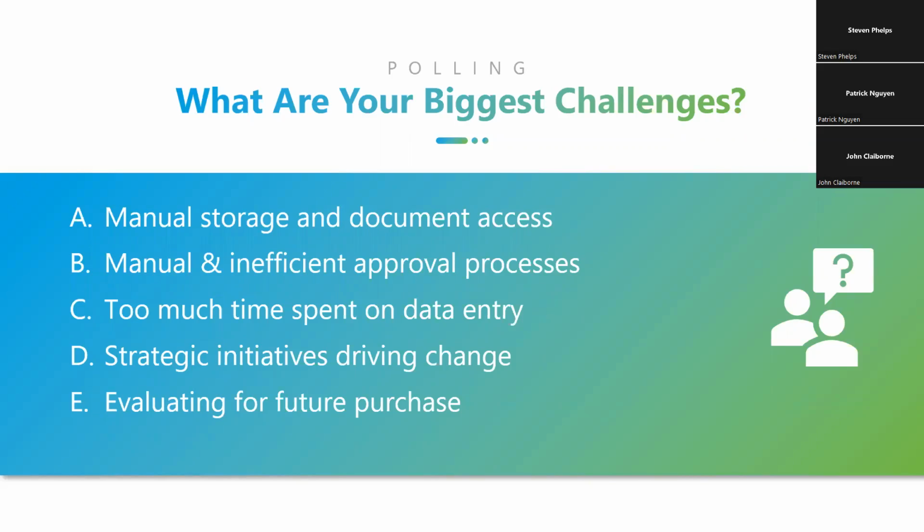So certainly all those are key indications. Yeah, manual and inefficient approval process, usually number one or two, with too much time spent on data entry, the two most common we see as it relates to the AP process. So hopefully we can share some insight on how you can utilize DocLink and help your organization.